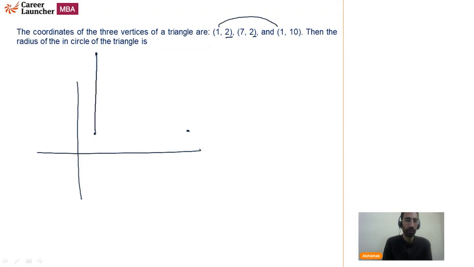Surely a right angle triangle, right? Because the x coordinate is the same here, and the y coordinate is the same here. So this has to be 90 degrees. So we have to find the radius of this right triangle.